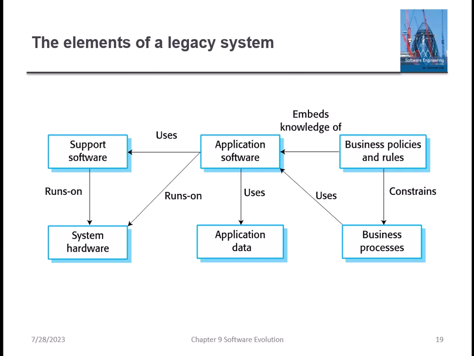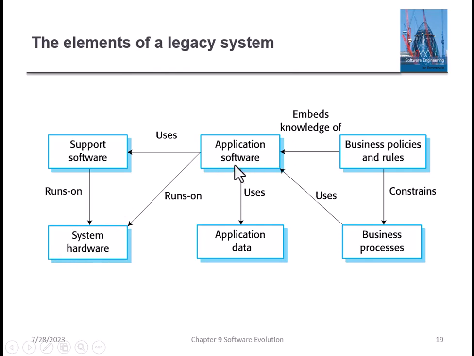The elements of legacy systems. This is the generic block diagram. We have application software, and the application software runs on the system hardware. But for application software, we need a support system, supporting software, drivers in short. So application software indirectly uses the support system to run on that system hardware.